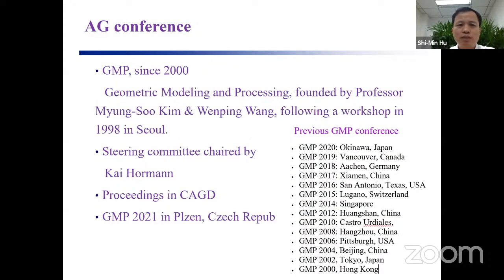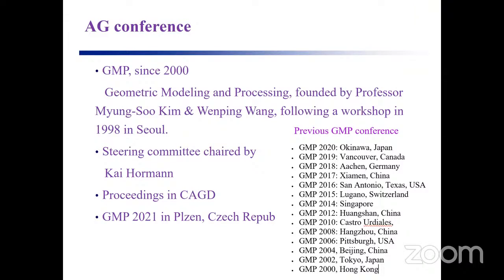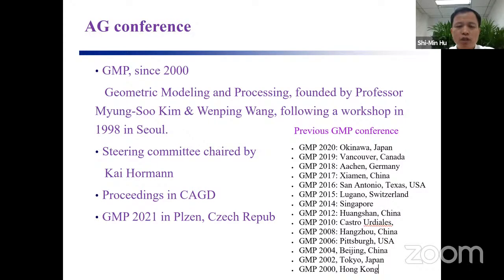The second conference of AG is GMP since 2000. The full name is Geometric Modeling and Processing, founded by Professor Myung-Soo Kim and Wenping Wang, following a workshop in 1998 in Seoul. Wenping knows more details. And the steering committee is currently chaired by Kai Hormann. And the proceeding of the conference is a special issue in CAGD journal. GMP 2021 this year is in Pilsen, Czech Republic. Unfortunately, it is also an online conference. So you can see previous conferences. Actually, before 2014, it was biennial. I mean, every 2 years there will be a conference, not every year, but after 2015, it's every year.